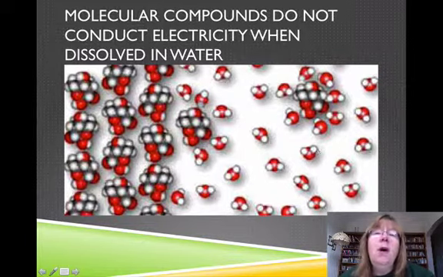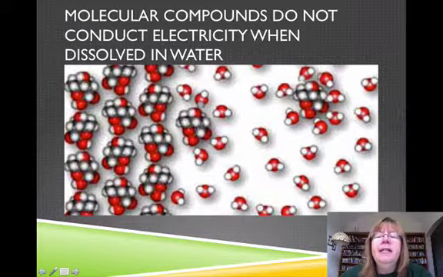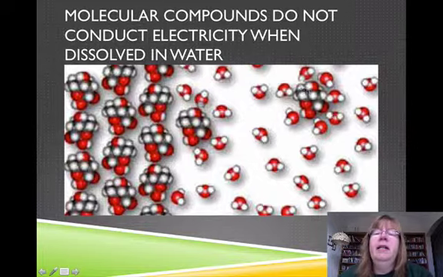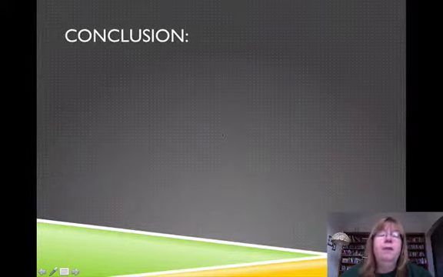So there are no ions present. So here are our water molecules, and what's happening is they're pulling apart these big blobs from one another, if this was sugar, and there are no ions present. And we are not actually breaking this down into individual atoms. So you still have the carbon and the hydrogen and the oxygen all still covalently bonded. We're just separating one molecule from another.